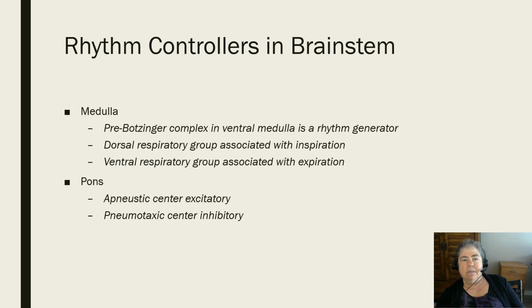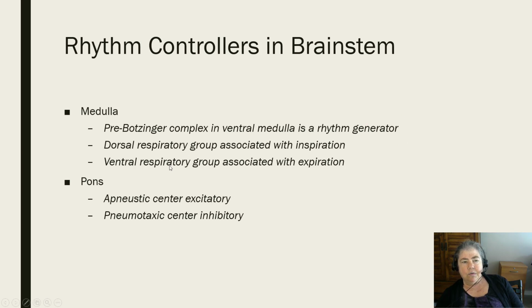There are some rhythm controllers or pacemakers in the brainstem. There's something called the pre-Botzinger complex. You don't have to memorize all of this stuff. But in the medulla, there's a pacemaker, a rhythm generator.